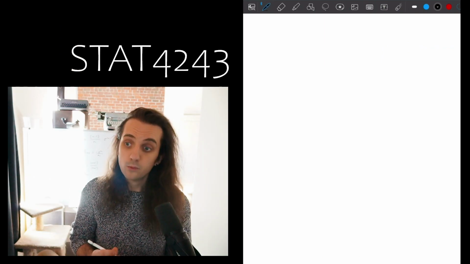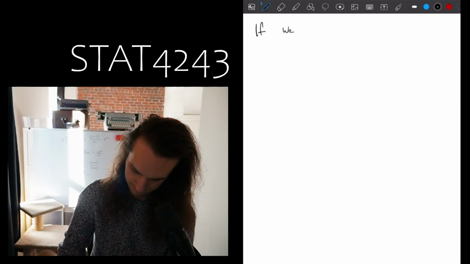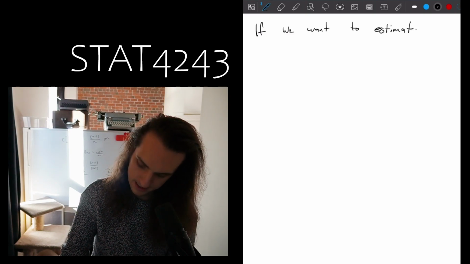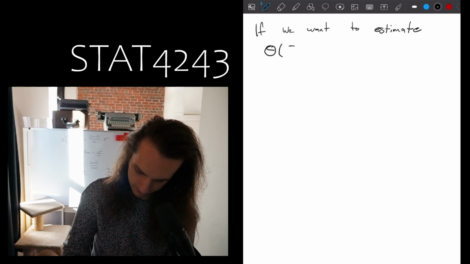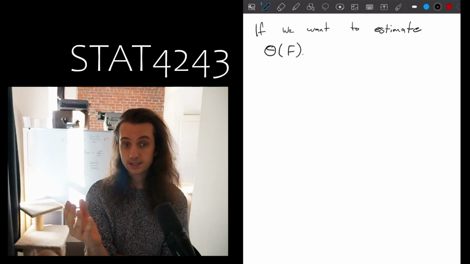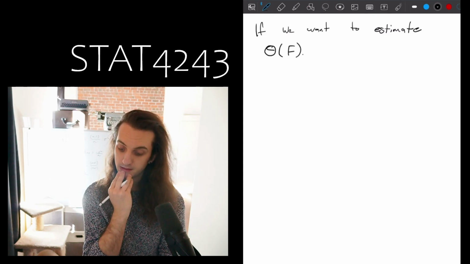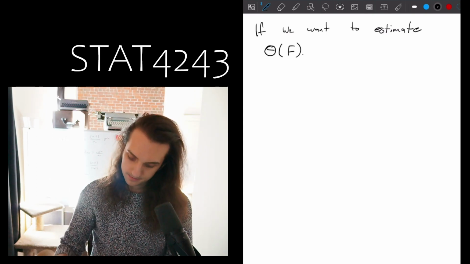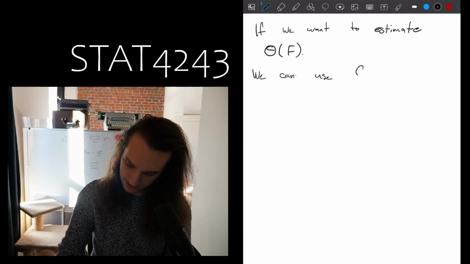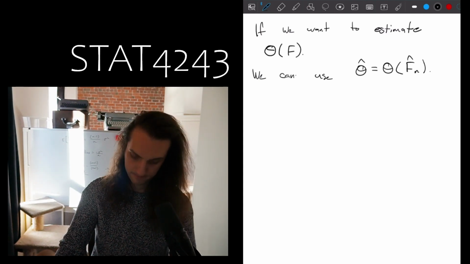And so what we can think about here is if we want to estimate, say, theta of f, right? So again, we're framing the parameter that we're looking to estimate as a functional over the distributions. This was the setup we were in last time. Then what we can do is use theta hat equal to theta of f hat n.